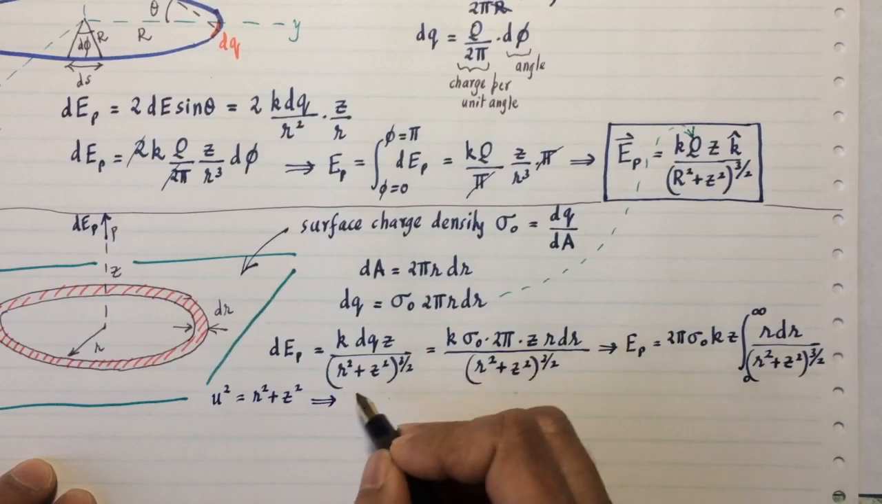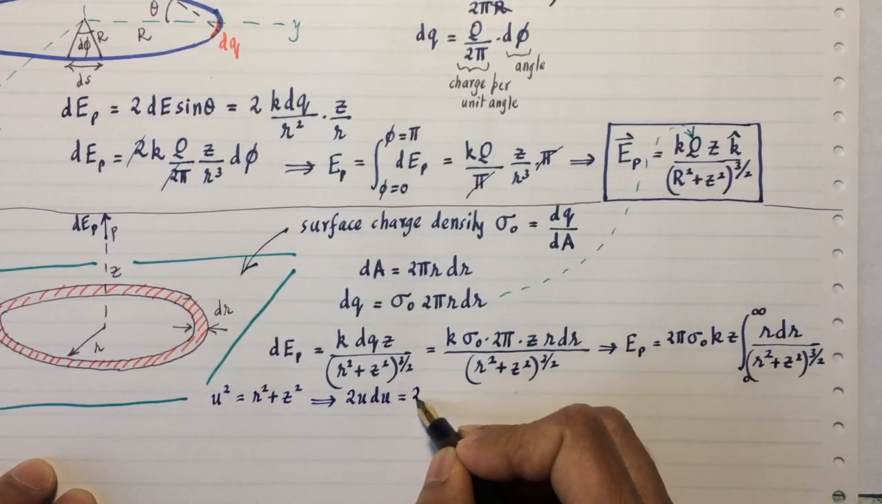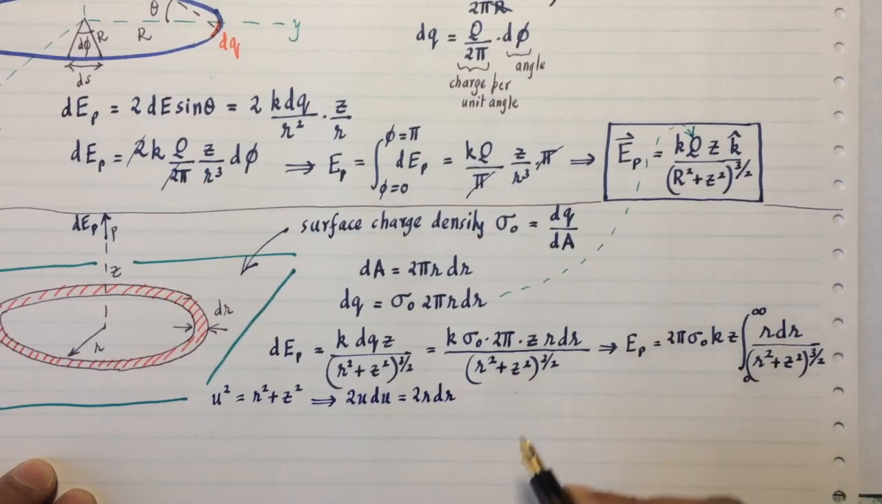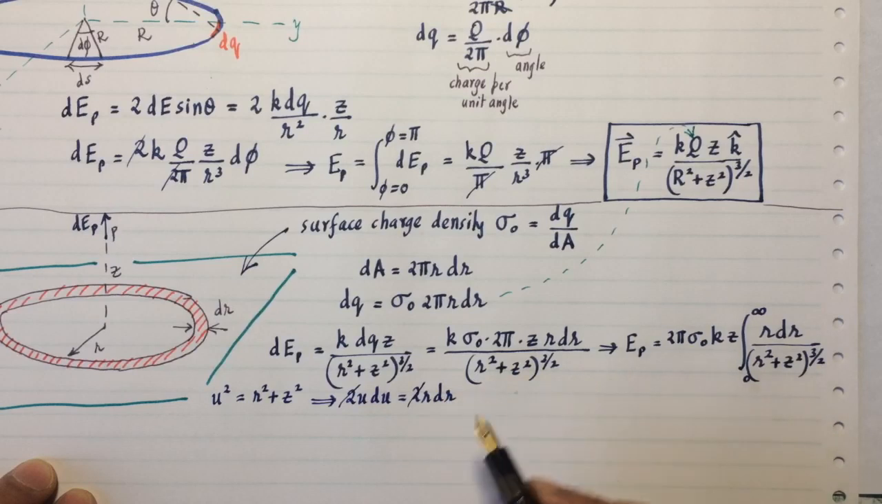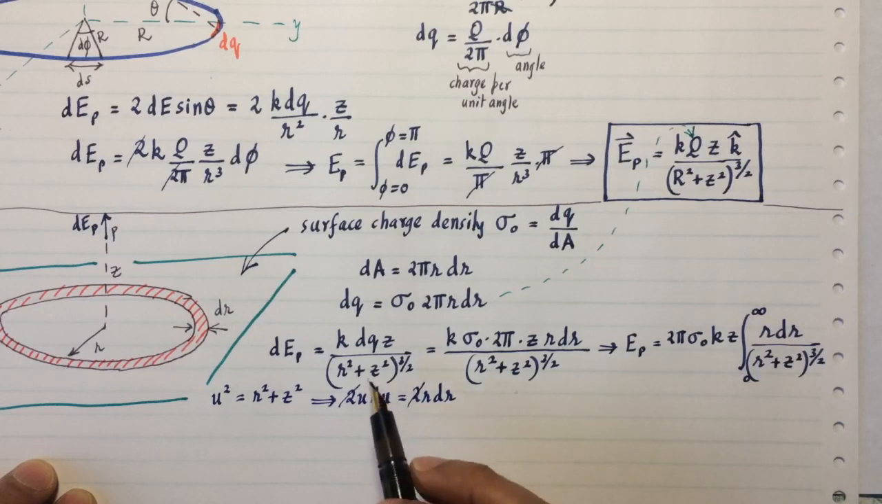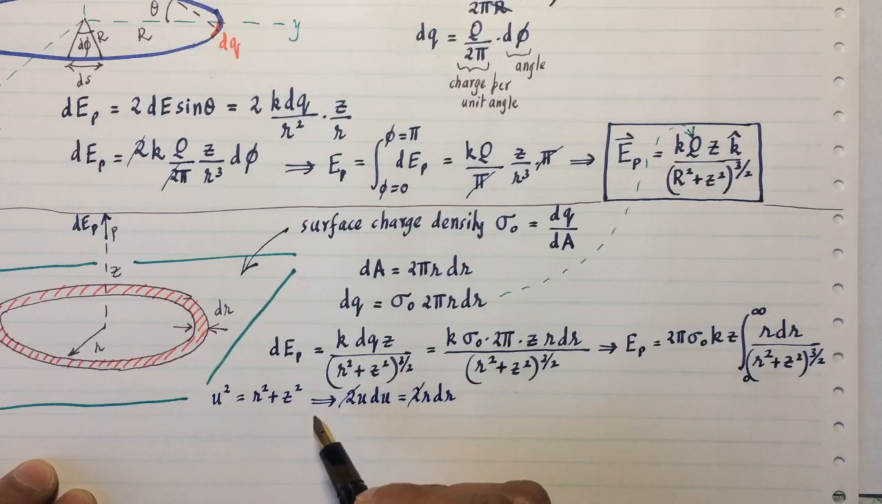If I differentiate both sides, I'm going to get 2U dU equals 2r dr. Remember that r is the variable, not z. So basically this tells me that r dr is the same as U dU. Also, when r equal to 0, U equal to z. And when r equal to infinity, U is still equal to infinity. So the limits are going to be from z to infinity for U.